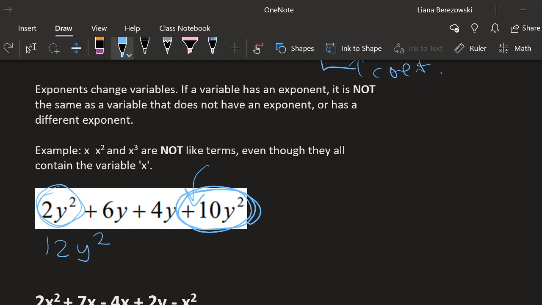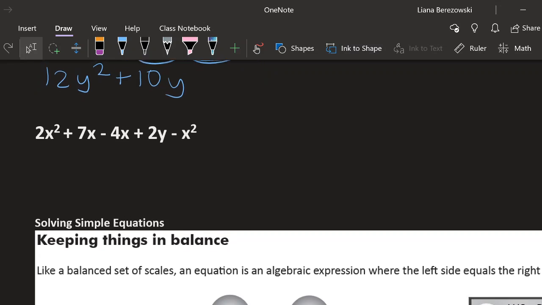6y and 4y can also be grouped together. So 6y is a positive number, and you're adding 4y, which is also positive. So this becomes 6 plus 4, which is just 10, and then y, the variable, stays the same. Since positive 6 plus positive 4 is positive 10, it's going to be a positive 10y. So you can take this equation here and shorten it quite a bit, from 4 terms to 2, and it can be shortened to 12y squared plus 10y. Let's do the next one here.